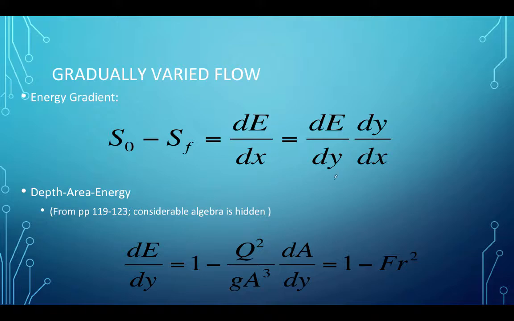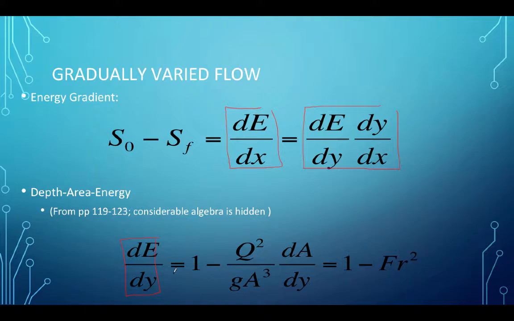We can now use the chain rule and re-express dE dx as the first derivative of specific energy with respect to depth multiplied by the first derivative of depth with respect to spatial position. And the reason we're going to do that is we now can express dE dy in terms of the channel properties.